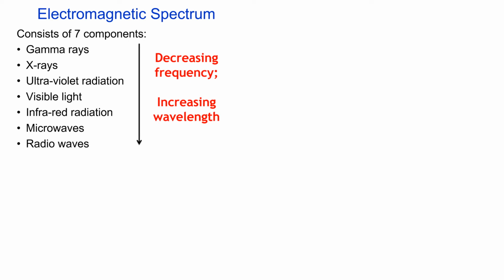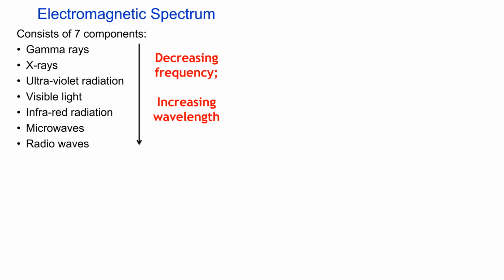The electromagnetic spectrum consists of 7 components: gamma rays, X-rays, ultraviolet rays, visible light, infrared radiation, microwaves, and radio waves. And the trend in frequency from gamma rays to radio waves, as seen on the screen, is that the frequency decreases, meaning gamma rays have the highest frequency and radio waves have the lowest frequency.